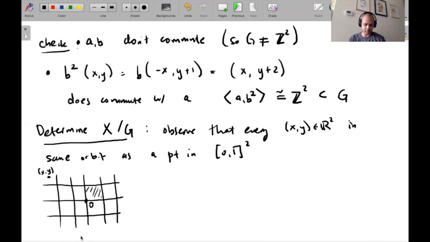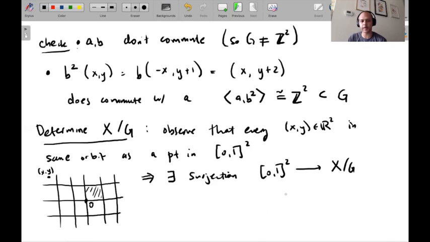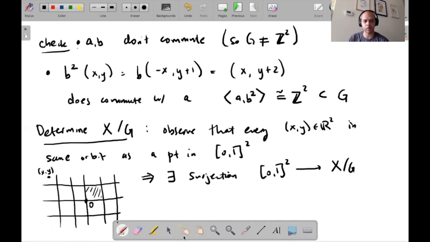So what that means is that there's a surjection from the unit cube to X mod G, the orbit space. And let me actually say one more thing. Every point being in the same orbit as some point in the square means that this map is surjective. Here I'm just restricting, this is the restriction of the map from R squared to the orbit space.